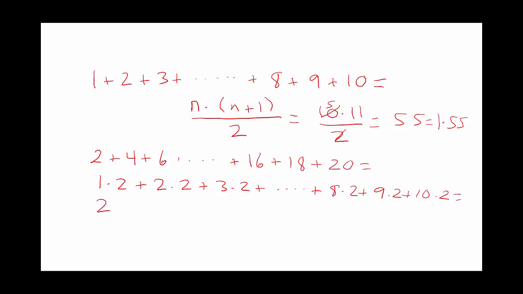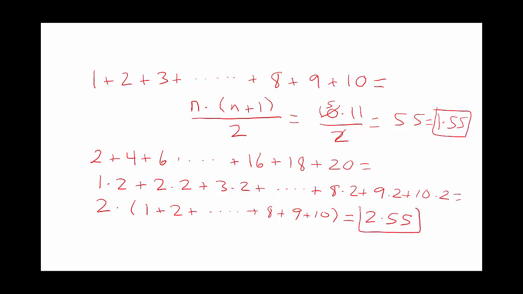So let's factor it out. And now, what do we have? We have 2 times the sum of the numbers from 1 to 10. Well, we know now that that's 55. So we'll just write that as 2 times 55. Once we get down more, we'll have 1 times 55, 2 times 55. So let's box that in.